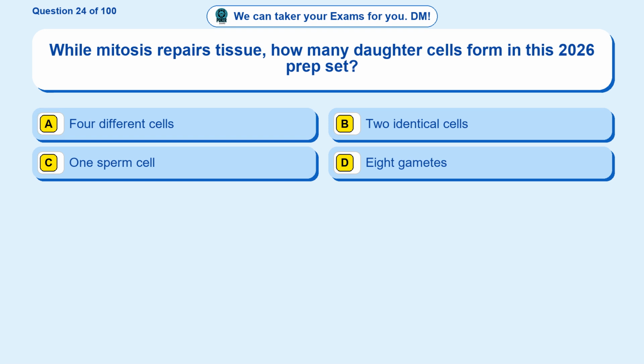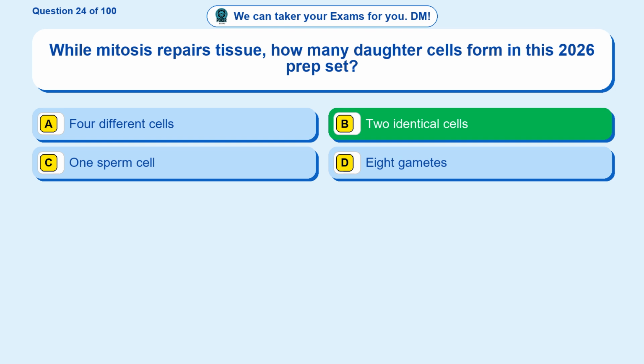Question 24. While mitosis repairs tissue, how many daughter cells form in this 2026 PrEP set? Option A, 4 different cells. Option B, 2 identical cells. Option C, 1 sperm cell. Option D, 8 gametes. The correct answer is option B.